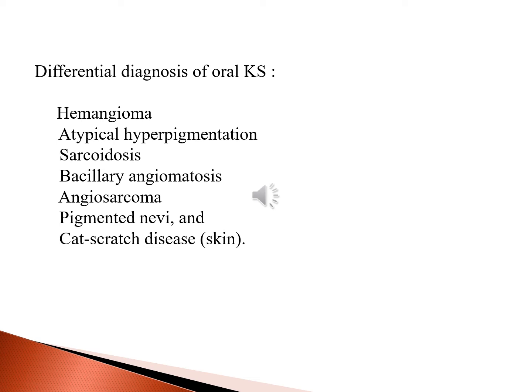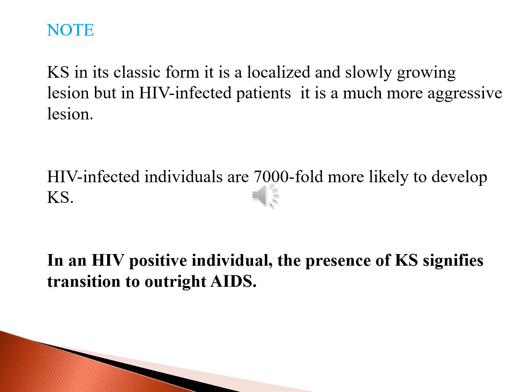So a lot of other differential diagnoses have to be considered, such as hemangiomas, atypical hyperpigmentation, sarcoidosis, bacillary angiomatosis, angiosarcoma, pigmented nevus, and cat scratch disease. It's very important to note that Kaposi sarcoma, in its classical form, is a localized and slowly growing lesion. But in HIV infected patients, it becomes much more aggressive.